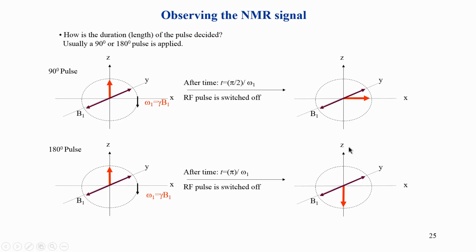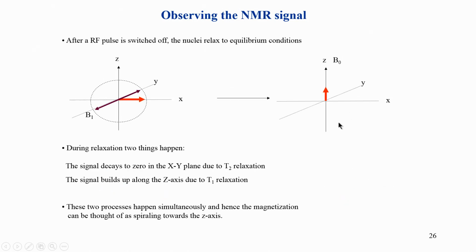So, refocusing pulse is also 180 degrees, inversion is also 180 degrees, but inversion is basically bringing magnetization from z to minus z, whereas refocusing is bringing from x to minus x or y to minus y. We will see this in more detail when we go to 2D NMR.